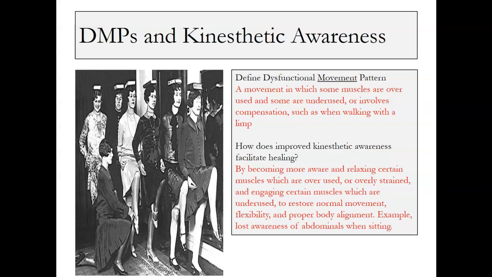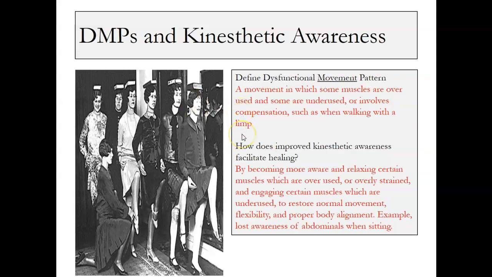And these are a couple of good definitions. It doesn't have to be this in depth, but you have to really get the essence of what these two things are about. Again, if you understand it, you can put it in your own words versus trying to just memorize something. DNP, a movement in which some muscles are overused and some are underused, or involves compensation, such as when walking with a limp. It's a great example of walking with a limp.